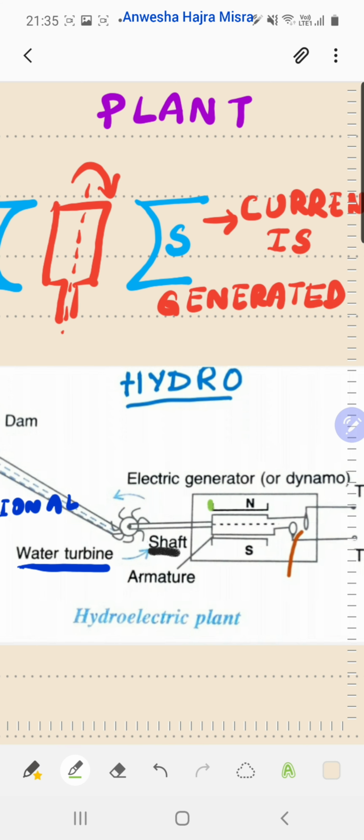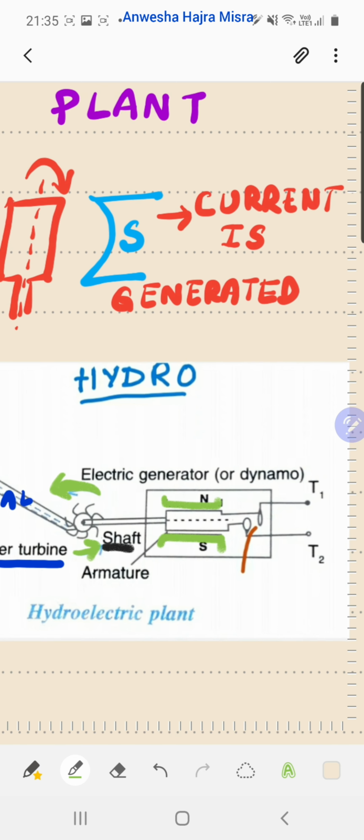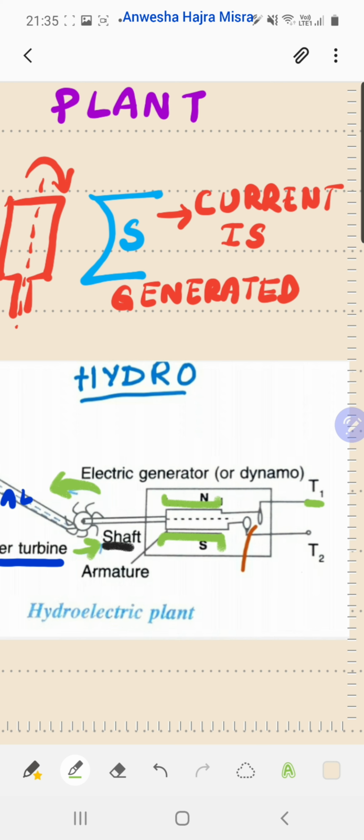and here is a coil with the magnet, North Pole and South Pole, and the coil is connected to a shaft. Now the shaft is connected to a turbine. Now who is rotating the turbine? The water is falling and rotating the turbine. Now as the turbine rotates, what happens? The coil which is connected to the terminals T1 and T2 rotates. And when a coil rotates in a magnetic field, what do we have? You have current generated. Here you have current generated.